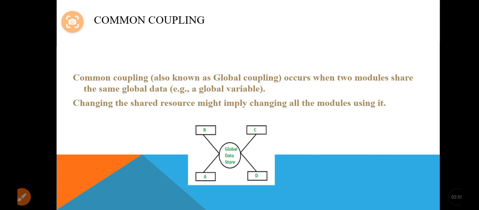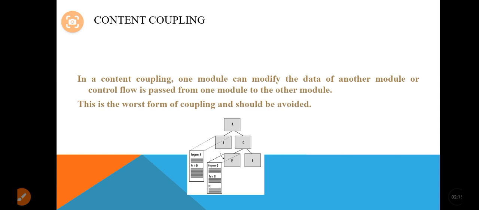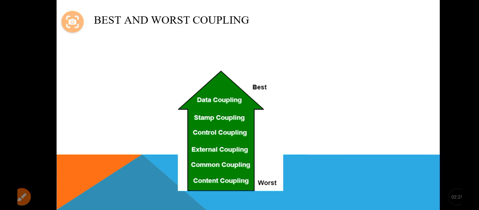Common coupling, also known as global coupling, occurs when two modules share the same global data. The shared resource might imply changing all the modules using it. In content coupling, one module can modify the data of another module or control flow is passed from one module to another. This is worst form of coupling and should be avoided. So now we can check best form is data, then stamp, control, external, common, and worst one is content coupling.